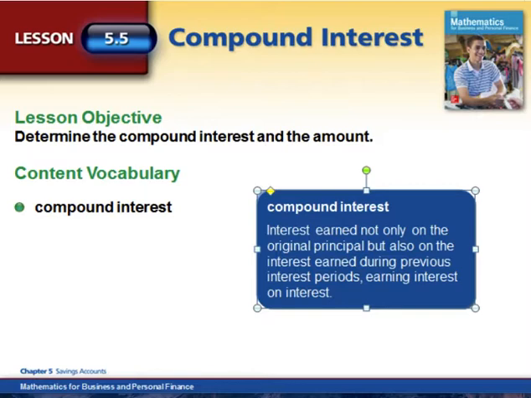Okay, so what is compound interest? Compound interest is interest that's earned not only on the original principal, like simple interest is, but it's also earned on the interest during previous interest periods. So basically, it's earning interest on the principal and it's earning interest on the interest that you've earned.